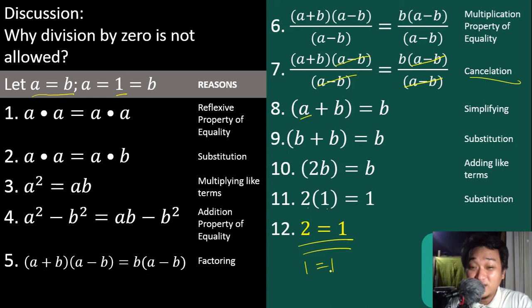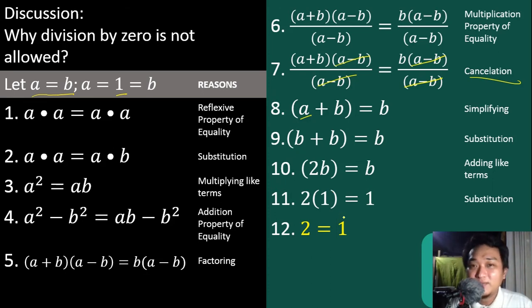1 is equals to 1. We will agree to that. 2 is equals to 2. We will agree to that. But in this case, 2 is equals to 1. Would you agree to that? Di ba hindi? Ngayon, tanong, saan tayo nagkamali?